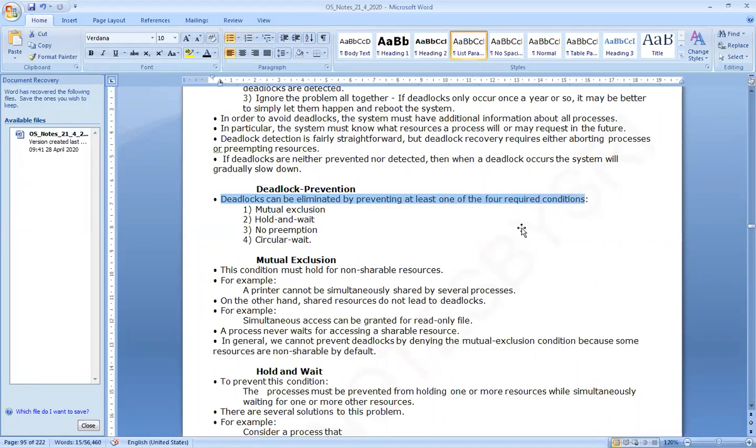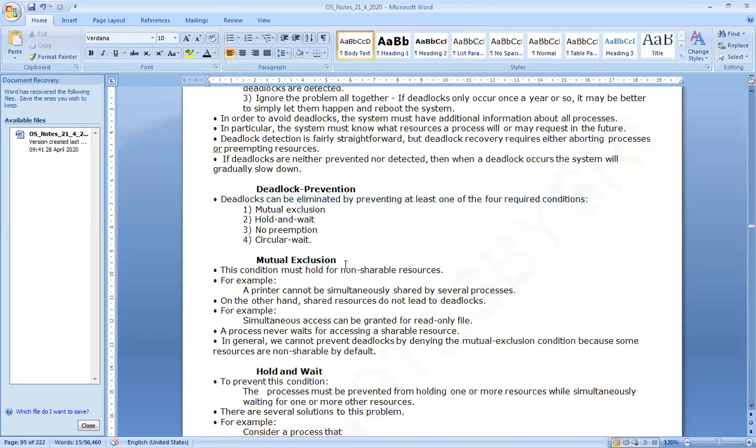The four conditions we already studied. If there is mutual exclusion, if there is hold and wait, if there is no preemption, if there is a circular wait, then we can expect the deadlock. So if there is mutual exclusion, where processes communicate very well among themselves, and if there is no hold and wait, there is preemption, and there is no circular wait, then automatically we can prevent the deadlock situation. That is the main thing here. If I am able to prevent at least one of the four required conditions, then automatically we can prevent the deadlock.